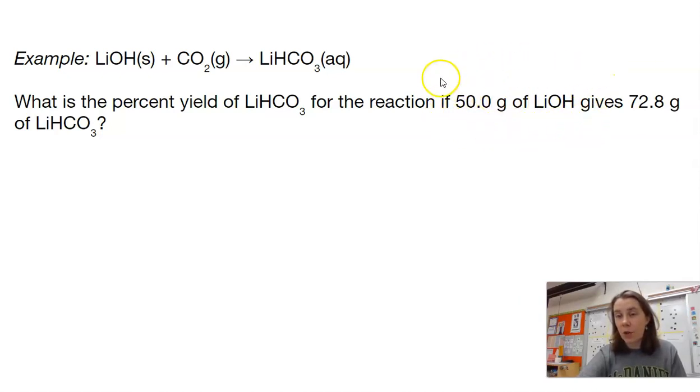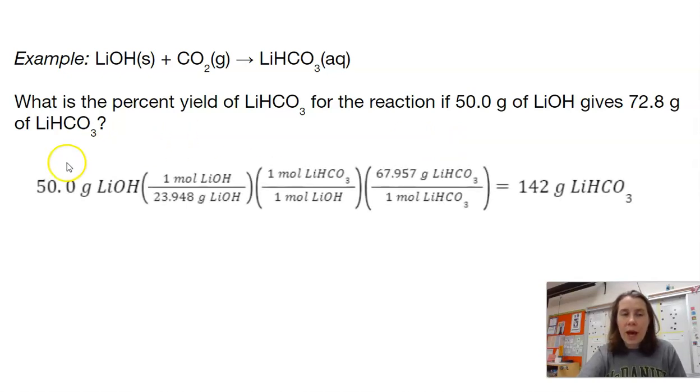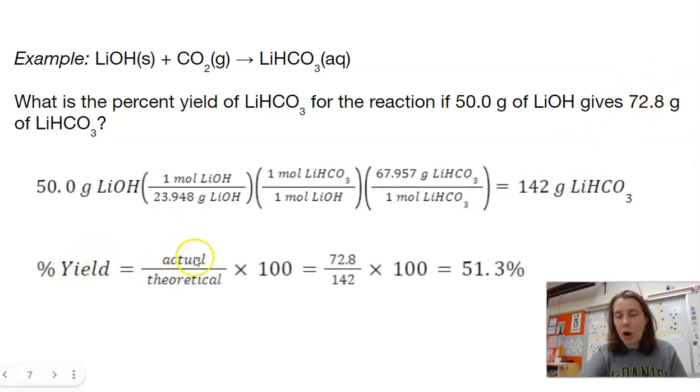So we're going to take our 50 grams of lithium hydroxide and figure out how much lithium bicarbonate we should have made, okay? So if we had 50 grams, this is the molar mass of lithium hydroxide. It is a 1-to-1 ratio because this is already balanced. You should always double check that your equation's balanced, but this one is. All right, and then this is the molar mass of the lithium bicarbonate. So in theory, we should have made 142 grams of lithium bicarbonate. All right, but we only made 72.8. So our percent yield is going to be our actual divided by our theoretical times 100.